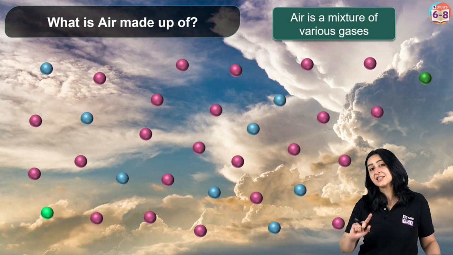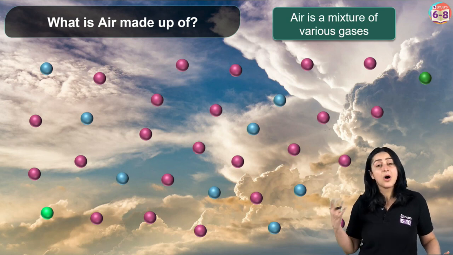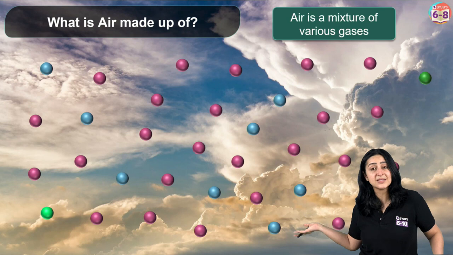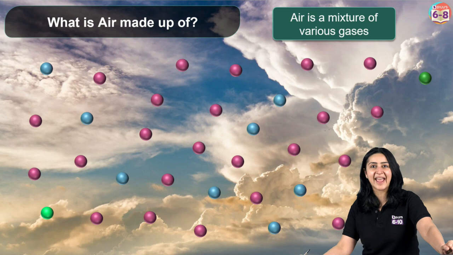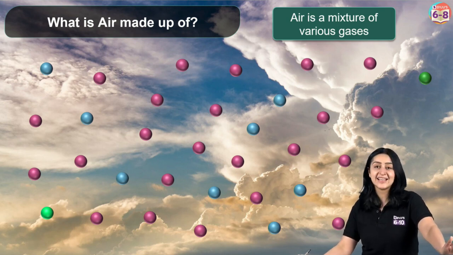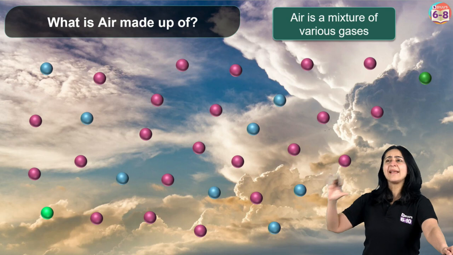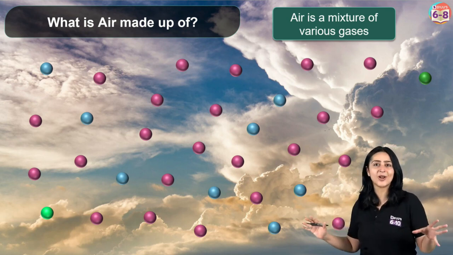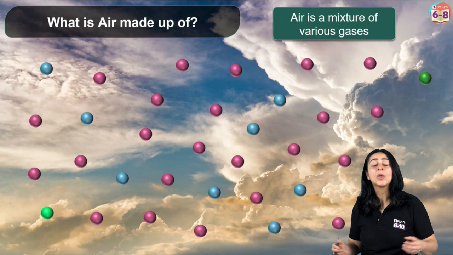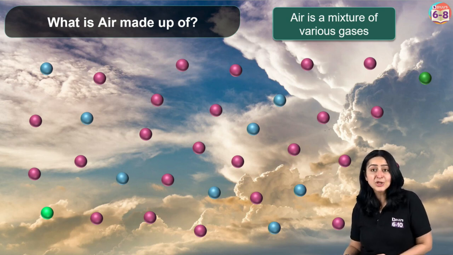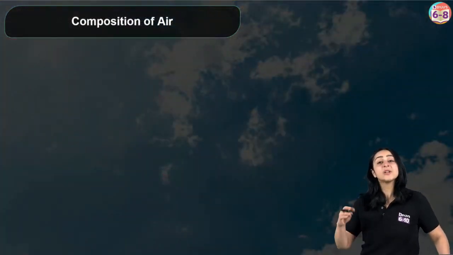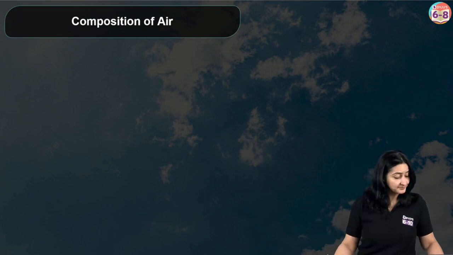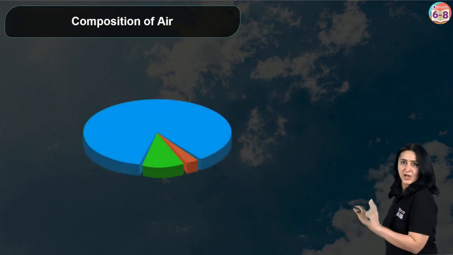I discussed oxygen with you earlier, if you remember. Oxygen is one of the gases that is present in the atmosphere. But it's not just oxygen. We have so many gases out there. So air is not one uniform thing that is all around us. It is a mixture of various gases. So, let's take a look at what gases we find in the air around us and in what proportion. This is a pie chart over here.